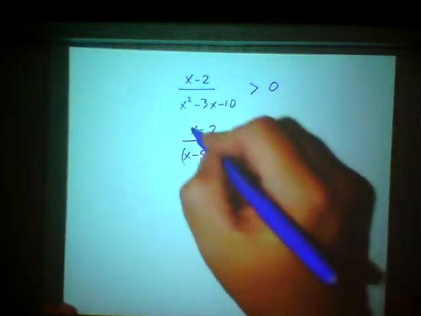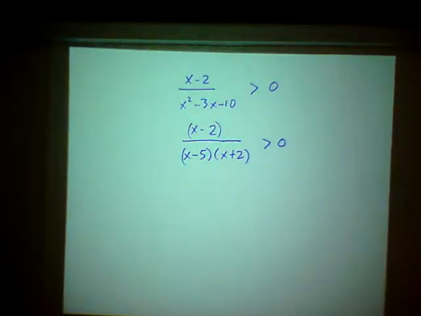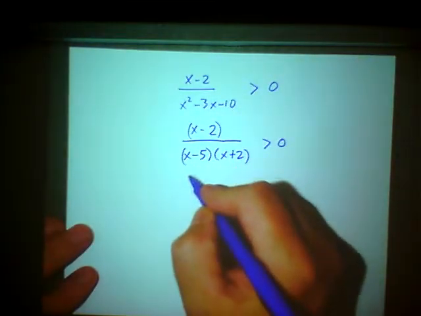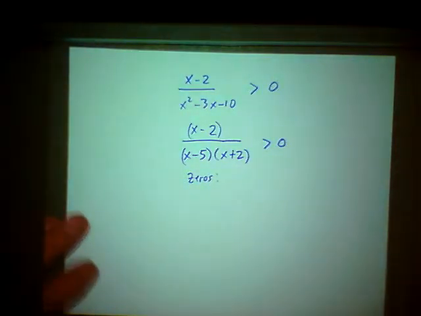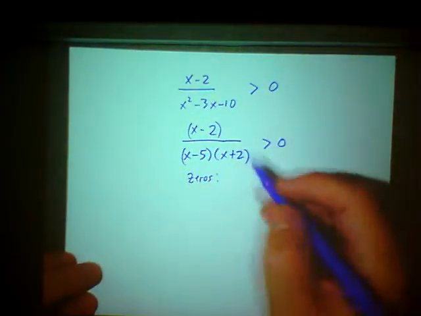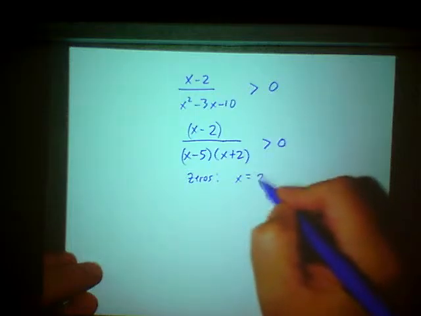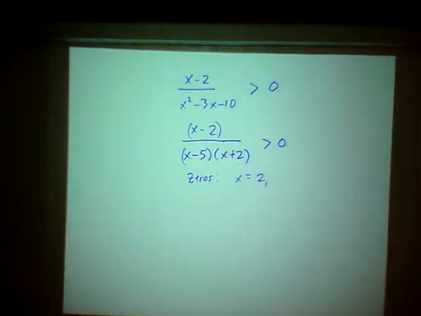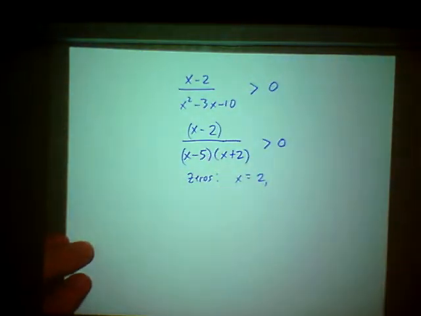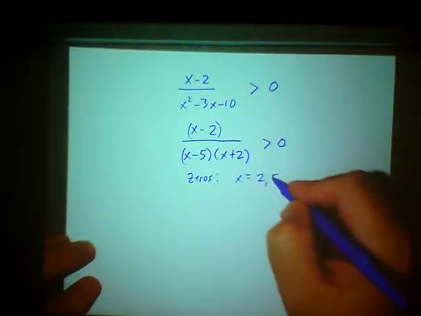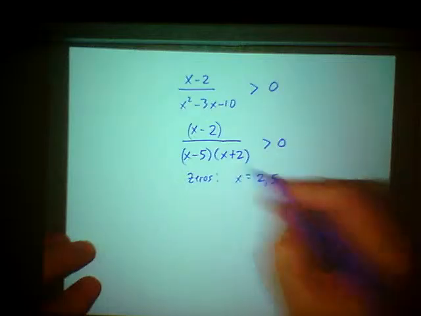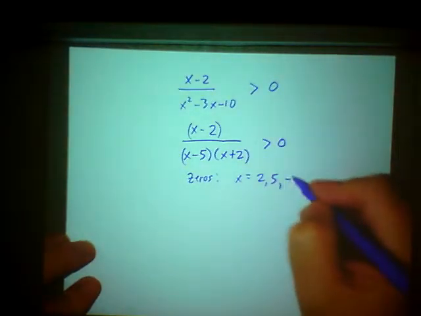So now I need to find my zeros. So I look at all the factors and see what value of x would cause each of the factors to be 0. So I look in the numerator, x minus 2, the value of 2 would cause that to be 0. I look in the denominator, and a value of x equal to 5 would cause that to be 0. And for the second one, it's negative 2.